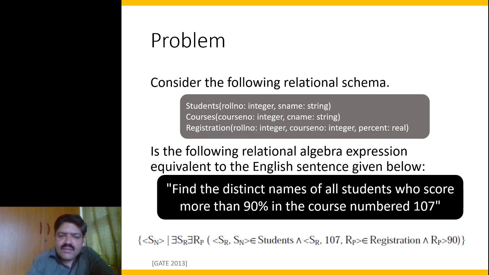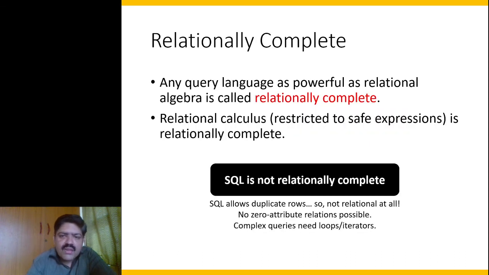Hopefully you would find DRC expressions being much easier and simpler than the TRC expressions. A fact worth sharing with you is that any query language as powerful as relational algebra is called relationally complete, and relational calculus, restricted to safe expressions, is relationally complete, and has the same expressive power as that of relational algebra.